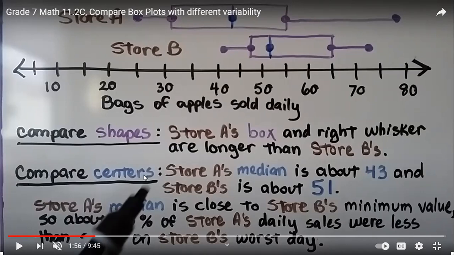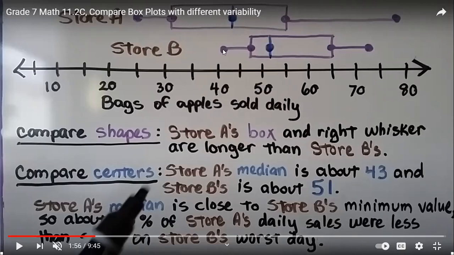What about comparing the centers? Look at the center for the first one, it's about 43, right? And the center for the second one is about 51 or 52. So store A's median is about 43, and store B's is about 51. So store A's median is close to store B's minimum value. How? Look at the median for the first one here; we said it was 43, right?